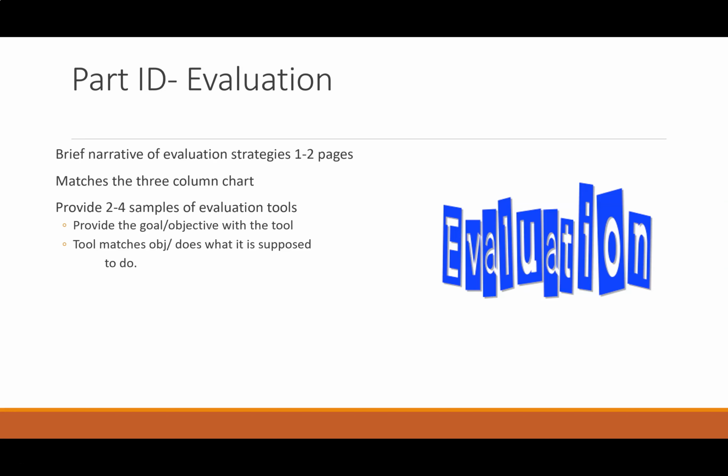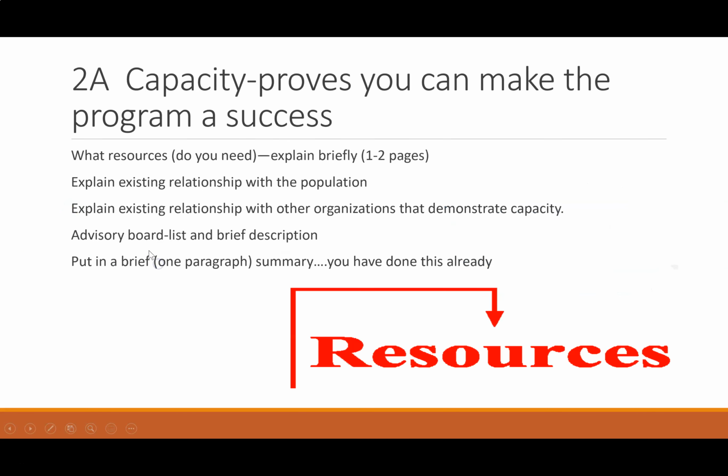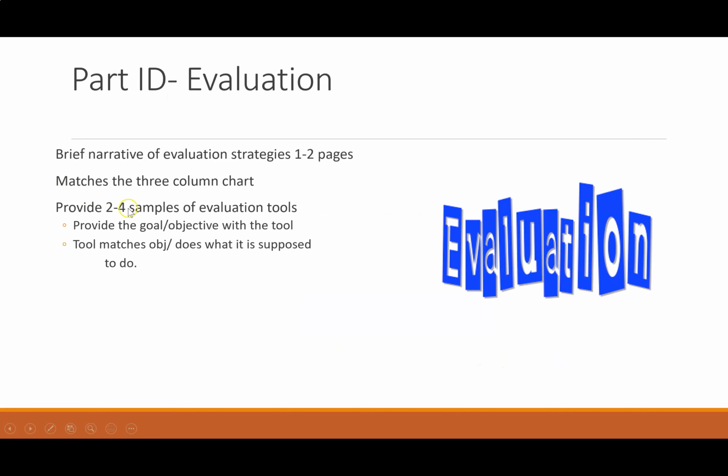Something new that you have not done yet is you must have 2 to 4 samples of evaluation tools. So these 2 to 4 samples, you're going to list the goal and objective, and then you're going to show a sample of the tool. I'm looking to see that you have the tool and that it matches the objective. So if you say you're going to do a Likert scale, then you would put the goal, the objective, and several questions of the Likert scale with the possible answers to show me what you've thought of.